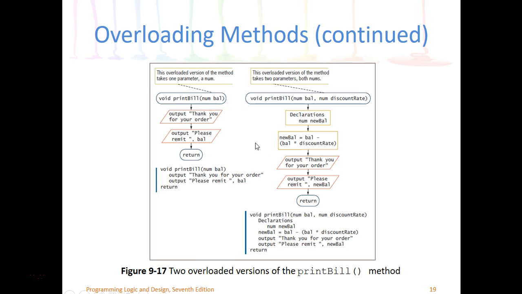This particular example is just a business example of an overloaded method. I talked about it in terms of a constructor, a default constructor and a parameterized constructor. This one is just going to talk you through the idea that I could be at a restaurant and we could print a bill with only the balance, or I could print a bill that has a balance and a discount rate. But notice that the name of the method, print bill, is the same. It's just the values that are sent that are different.